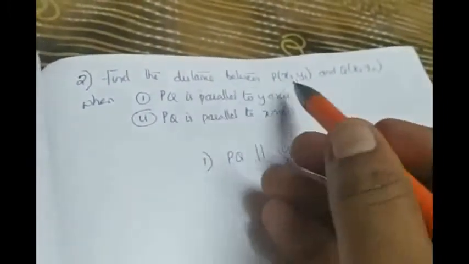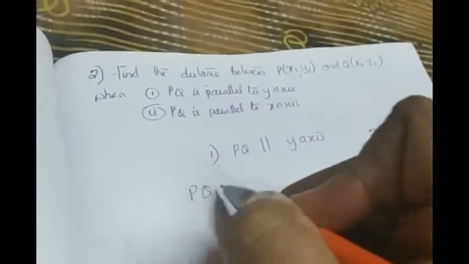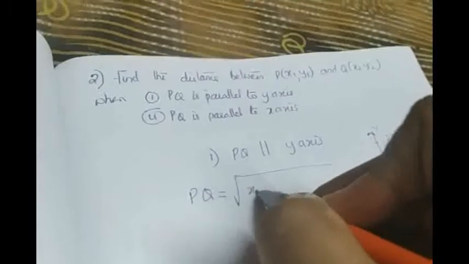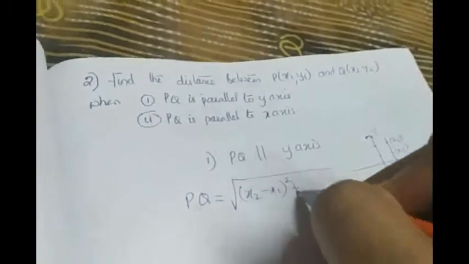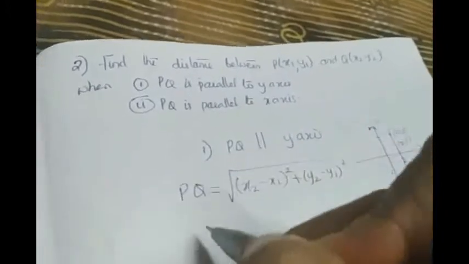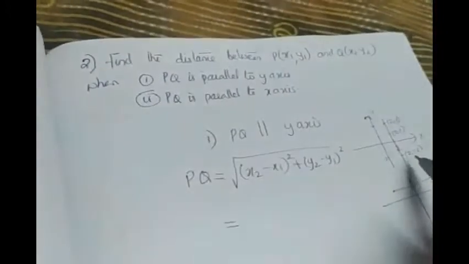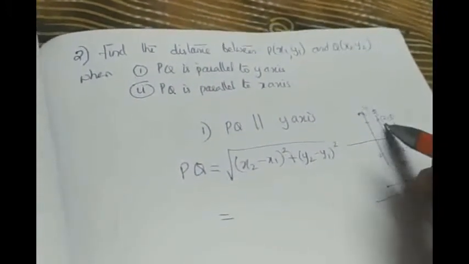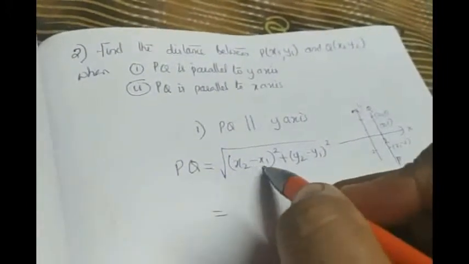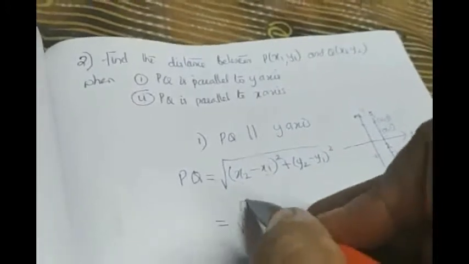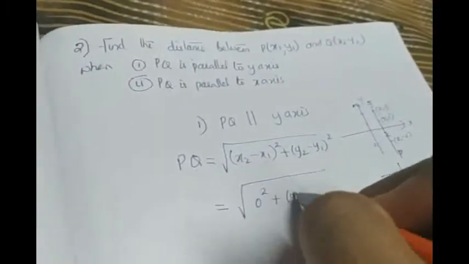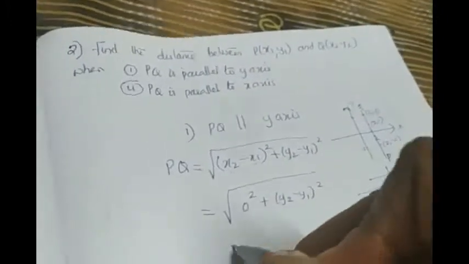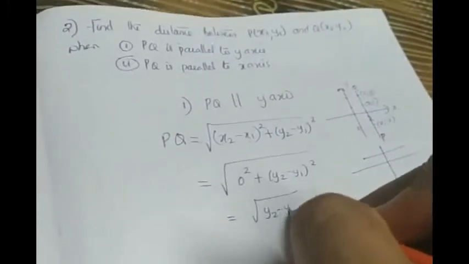In the first part, it is given that PQ is parallel to y-axis, and the question is to find the distance between P and Q. Distance between P and Q means it is PQ. By distance formula, we have square root of (x2 minus x1) the whole square plus (y2 minus y1) the whole square. Since the line PQ is parallel to the y-axis, what about the x-coordinates? X-coordinates remain the same. That means x2 and x1 will be same, so x2 minus x1 will be 0. That is square root of 0 square plus (y2 minus y1) the whole square, which is equal to square root of (y2 minus y1) the whole square.